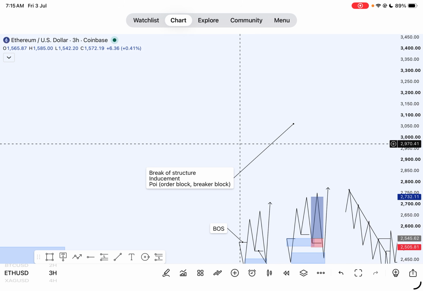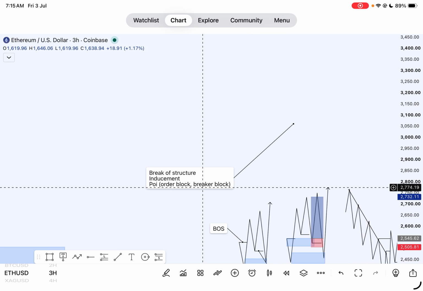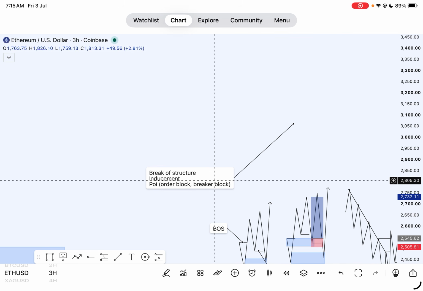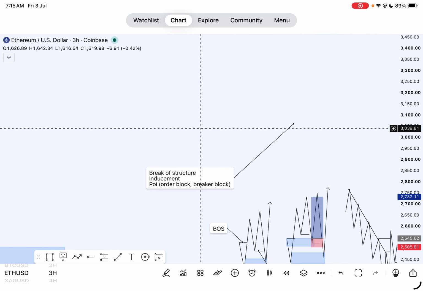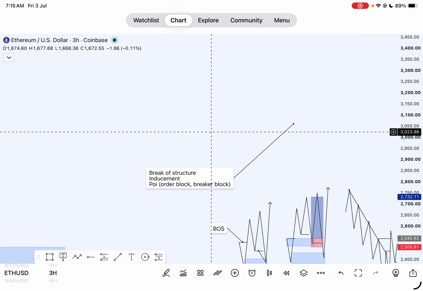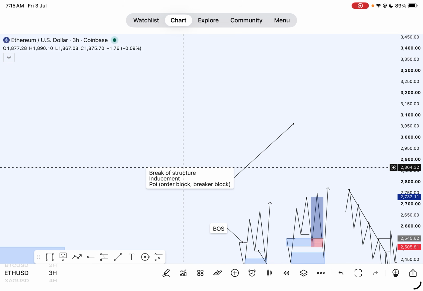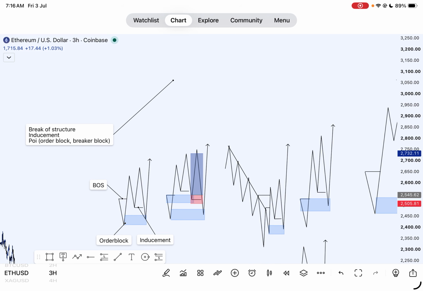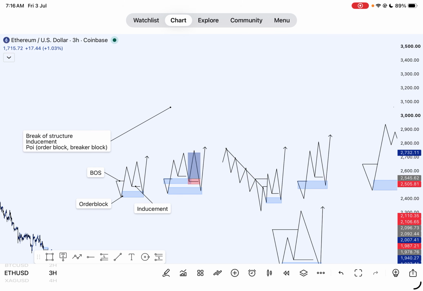But you can see that for continuation patterns, it is different. It is break of structure, inducement, and point of interest. When looking for your continuation patterns, you don't need anything like market structure shift. Market structure shift is only for reversal, and break of structure is for continuation. Now, personally, I trade six types of continuation patterns, and I'm going to be explaining each and every one here. So let's get straight into it.